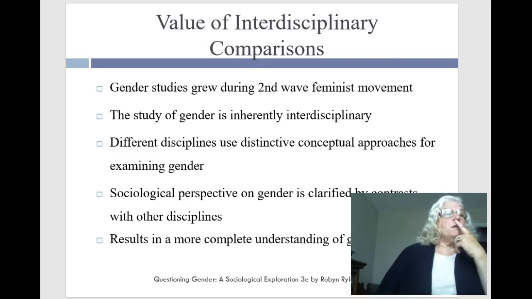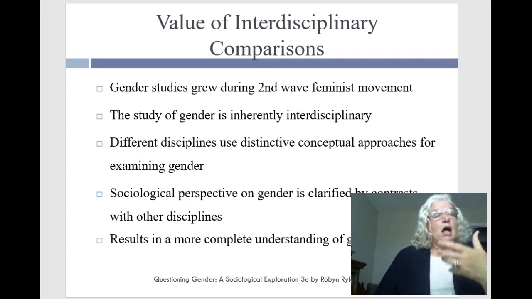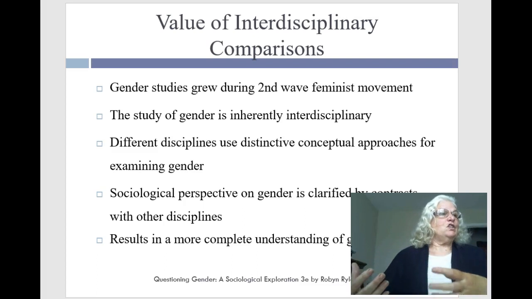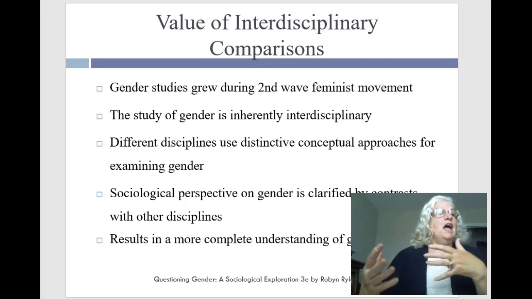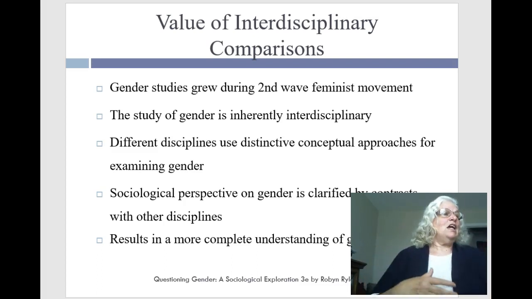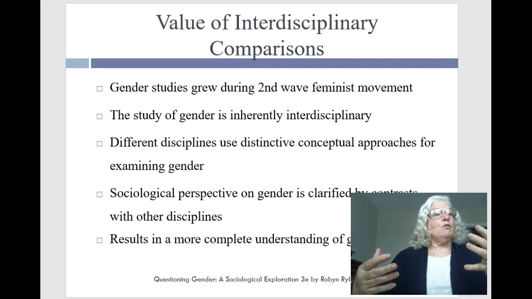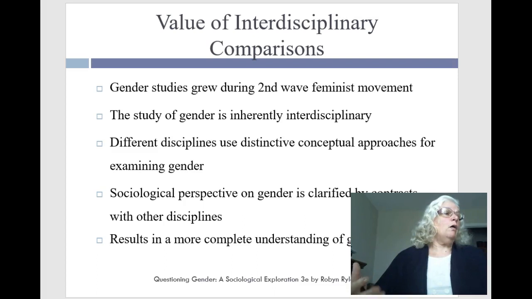The sociology perspective on gender is clarified by contrast with other disciplines. It helps us to see why sociology, looking at society, versus psychology that is so often focused more on the individual perspectives. And it can see that contrast. It can see the differences that come from economics. Remember, economics is a social science as well, or even the political science look at gender. So it gives us a more complete understanding.